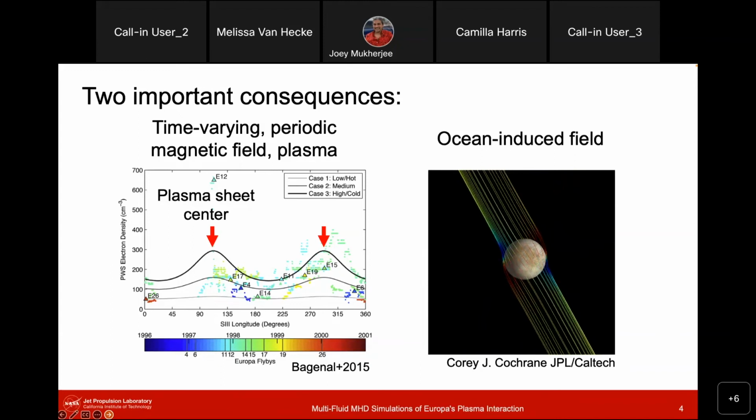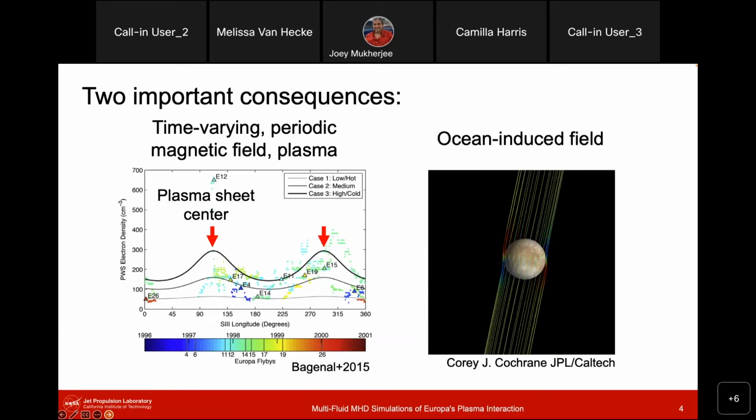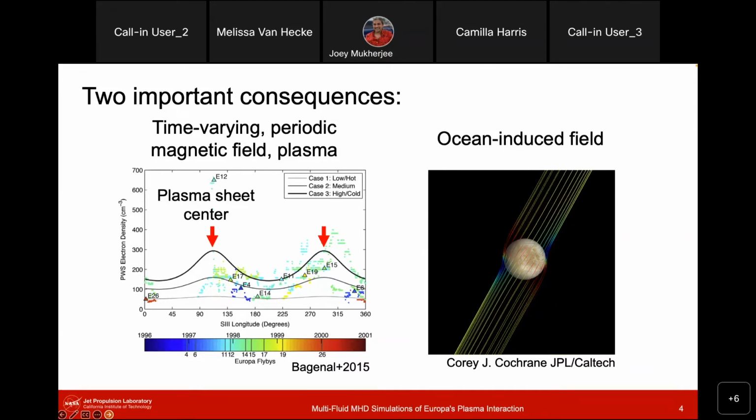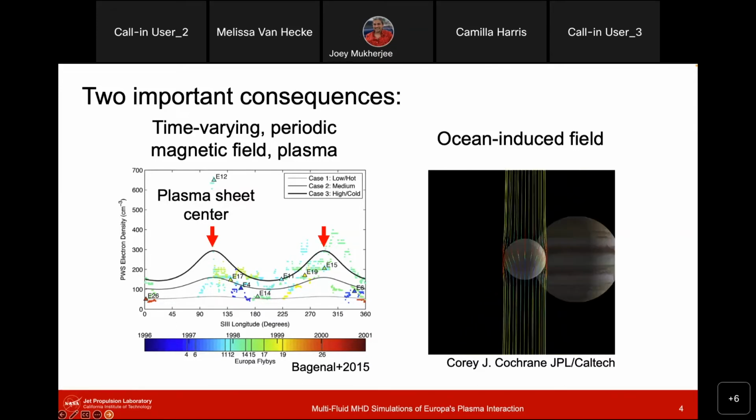You have this systematic dip in the electron density at Europa's orbit. So time-varying external boundary conditions is one consequence of this configuration of the magnetosphere. But then if you take things a step further, you get probably the main reason people are interested in Europa, which is the ocean-induced magnetic field.